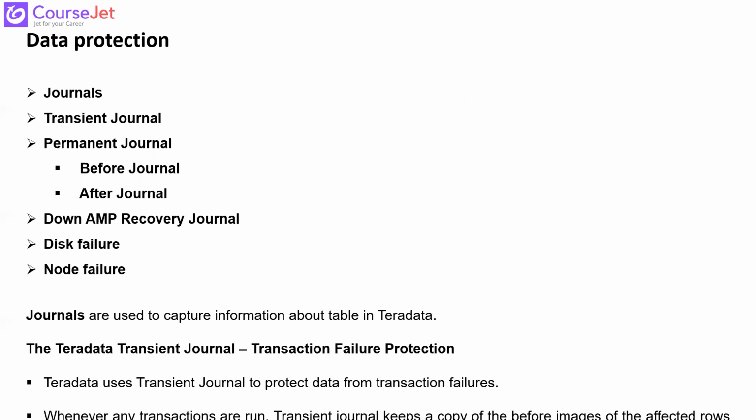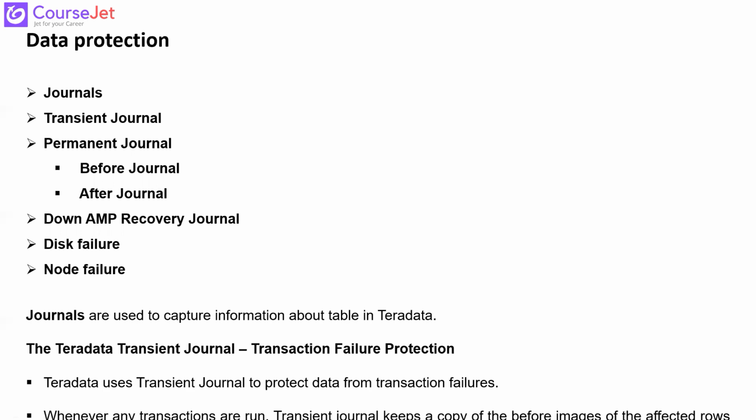Just a recap. We saw about the transient journal, which is useful whenever a transaction is getting aborted. We saw about the permanent journal, where we can have before or after images of the table which is getting manipulated, which is getting changed. And we saw about down AMP recovery journal, which helps us whenever an AMP goes down, and fallback, which helps us when there is a failure, and the standby. So this is about data protection.